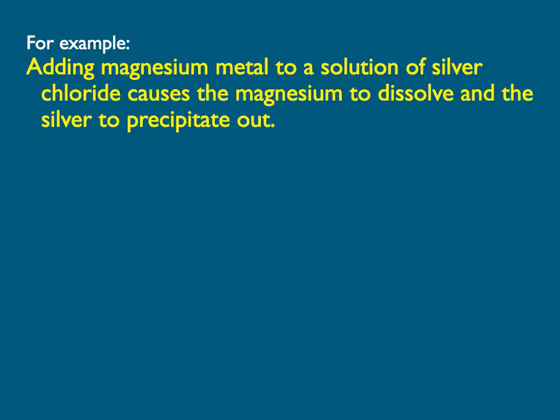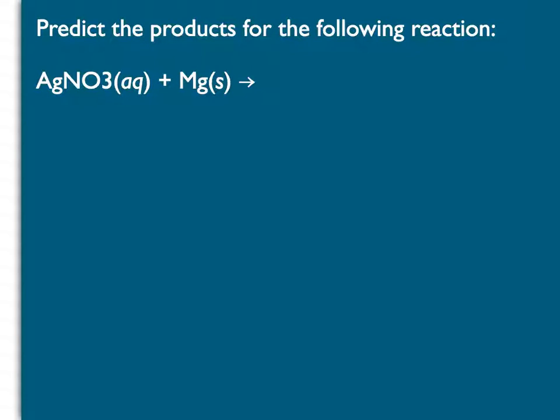So here's our first example. We're going to add magnesium metal to a solution of silver nitrate, actually, not chlorate. So let me cross that out. It's going to be nitrate, because that's how I already have it written. And it causes magnesium to not dissolve but to react, and the silver to precipitate out, or in other words, become a solid. So here's our equation, AgNO3, silver nitrate, and a magnesium metal.